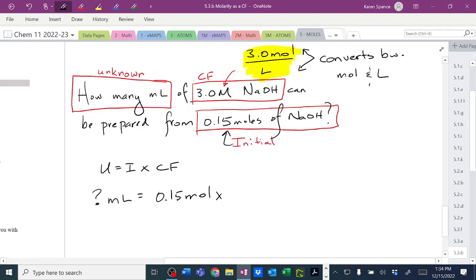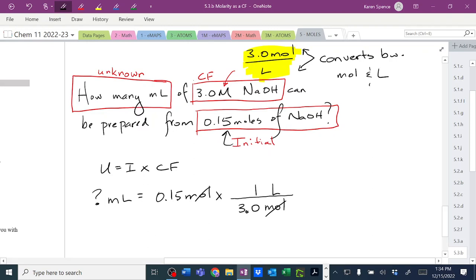So where do the moles have to go and where do the liters have to go? Moles have to go on the bottom and liters have to go on the top. And we have 3.0 moles per 1 liter. Oh, so I've got my moles, they've canceled. Am I done the question? No, I'm not done the question. Why not? I need milliliters. Do you guys remember how to do that?